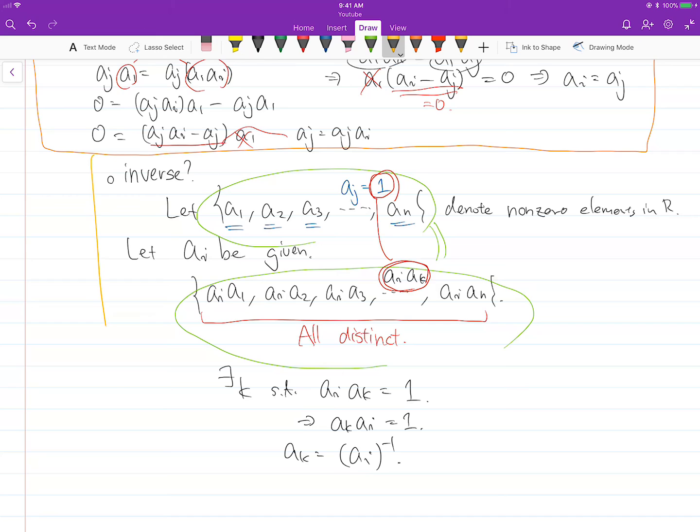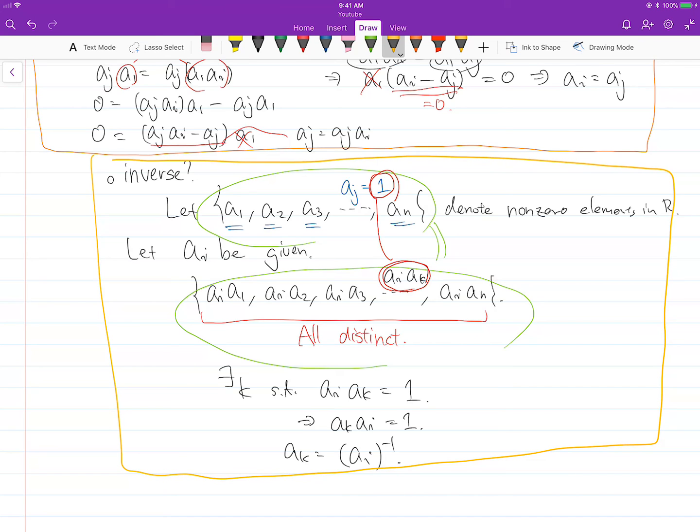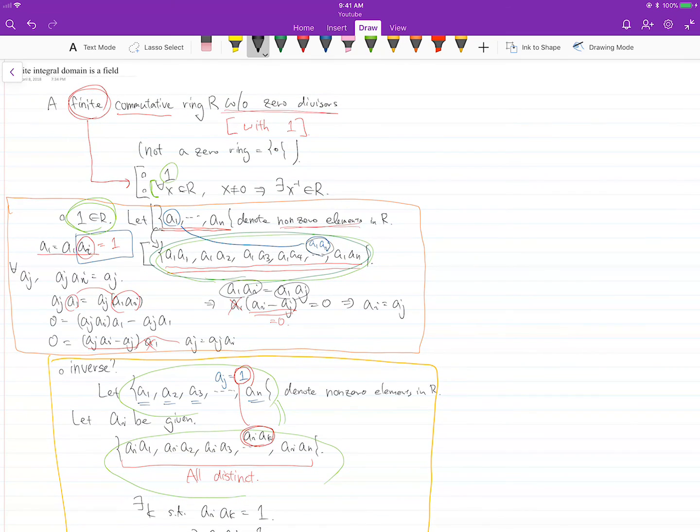From these two arguments, we just showed that if you have a finite commutative ring R without zero divisors, then from the property that R is finite, we can show the existence of the multiplicative identity and the inverse for each non-zero element. So R must be a field.